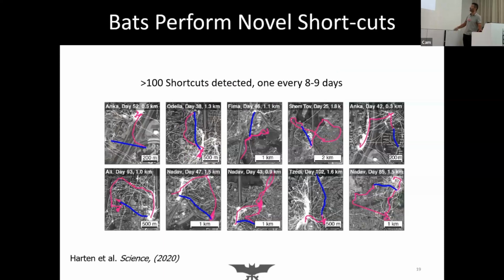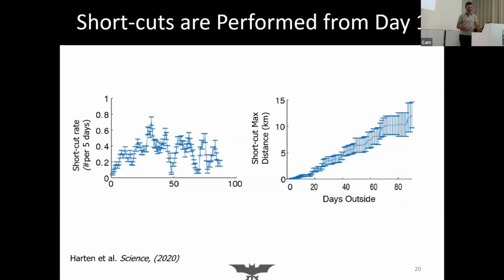And we can see many, many shortcuts. Some of them are even many kilometers long. On average, we see that bats do this every several days. So it's not something that they do all the time. It's something that they do when they need it. We also see other strategies, which I don't show here today: following roads and following landmarks. So I'm not saying they only use map-based navigation, probably the opposite, but they can use map-based navigation.